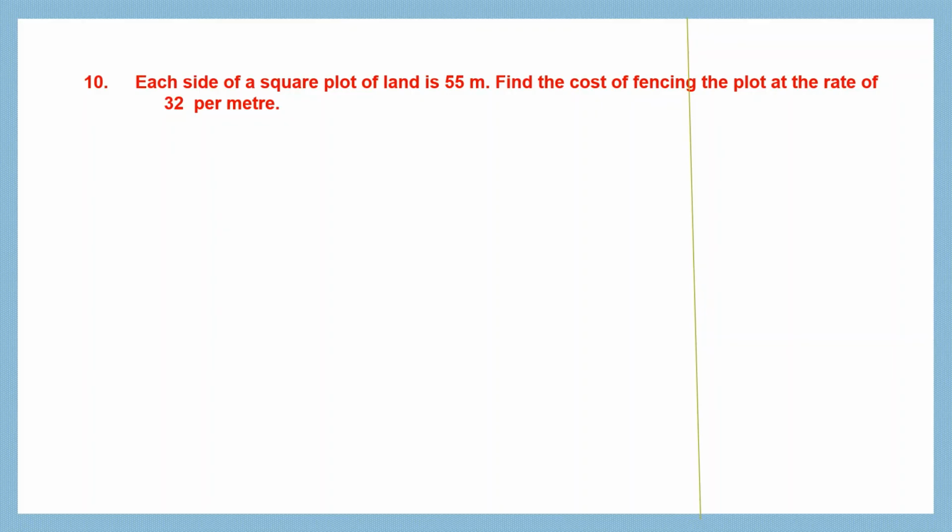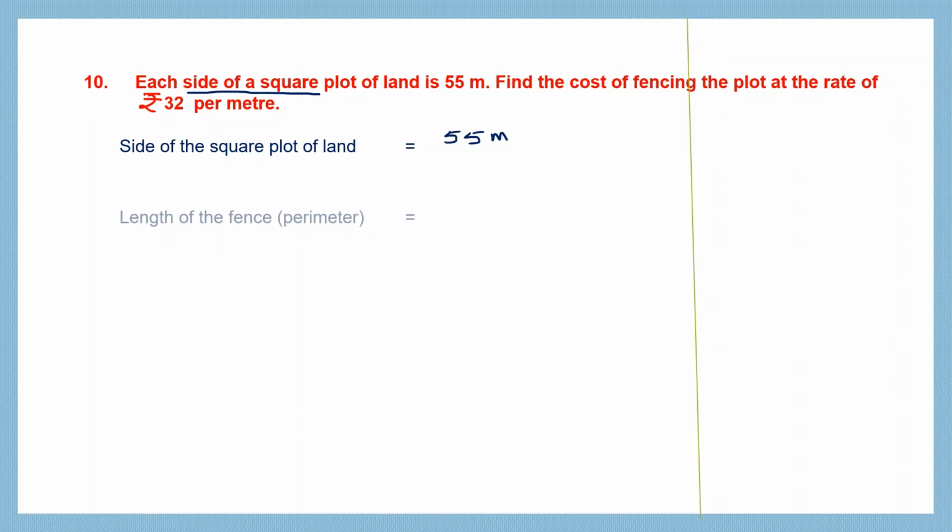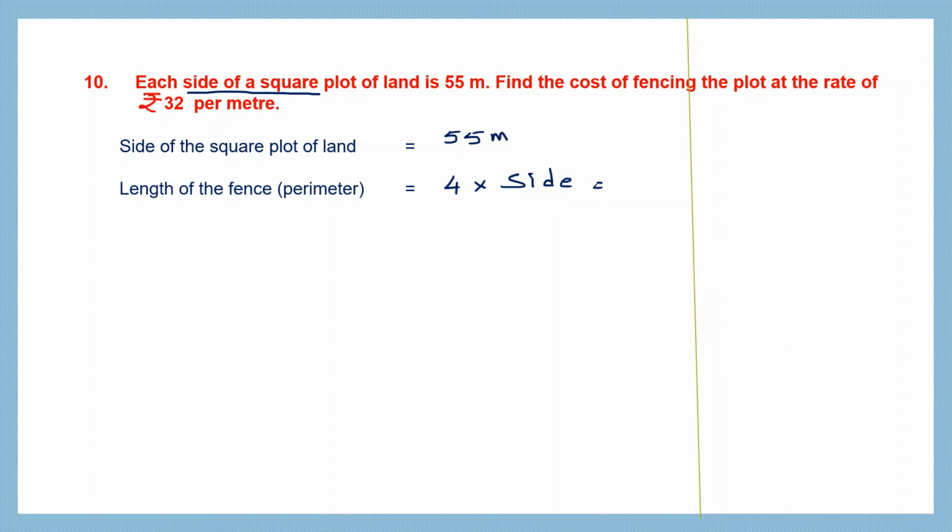Question 10. Each side of a square plot of land is 55 meters. Here we have to find the cost of fencing the plot at the rate of 32 rupees per meter. So what have we been given? We're given the side of a square plot, and we're asked to find the cost of fencing. So the first thing we need to do is find the perimeter, because that is the fencing of that plot. So let's begin. Side of the square plot of land is 55 meters. The length of the fence, which is the perimeter, is what we are going to find, which is 4 into side. For a square, it is 4 into side, which is 4 into 55 meters.